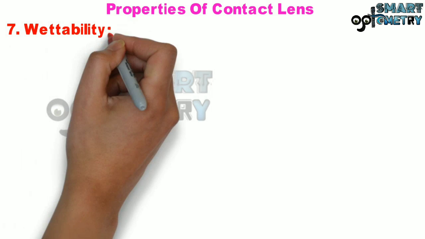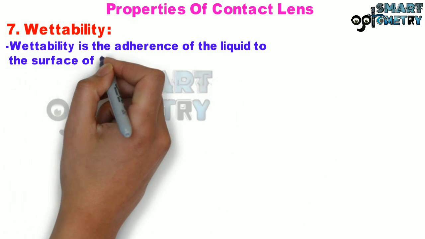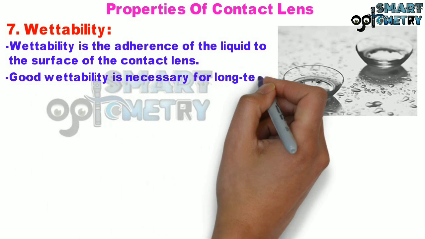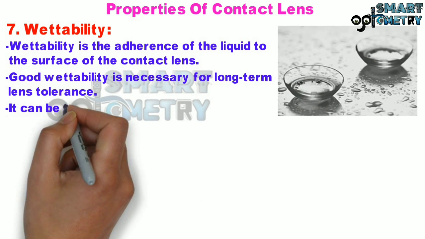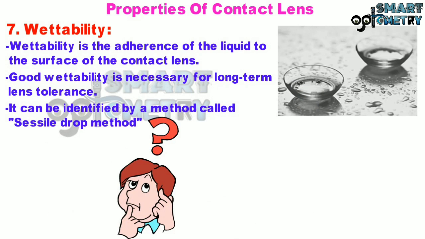Now let's discuss wettability. Wettability is the adherence of liquid to the surface of the contact lens. Good wettability is necessary for long-term lens tolerance. It can be identified by a method called the sessile drop method. You might be thinking, what is the sessile drop method?